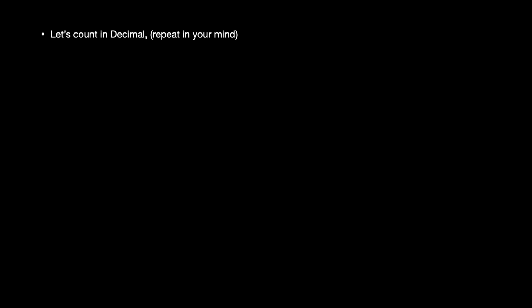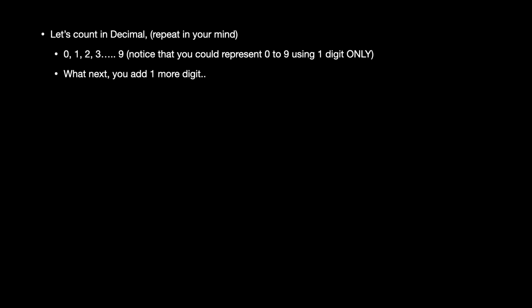Now, let's count in decimal. Repeat after me in your mind. 0, 1, 2, 3, 4, 5, 6, 7, 8, 9. Notice that you could represent 0 to 9 using one digit only. What next? What if you want to represent a number greater than 9? You add one more digit. 10, 11, 12, 13, and it goes on until 99.